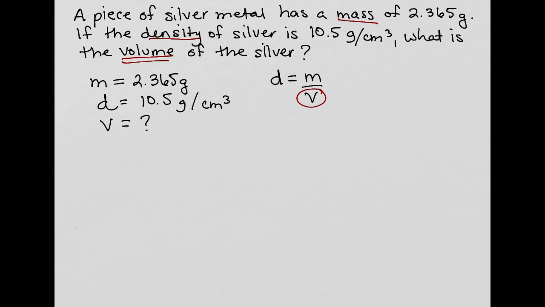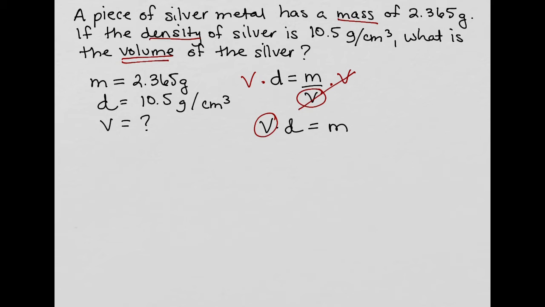So the first thing I want to do is get volume off the bottom of my fraction. And I can do this by multiplying each side of the equation by V. So that gets it off the bottom of that side of the equation, and puts it on the top of the other side. So now I have volume times density equals mass, but mass is not what I was looking for. I was looking for volume, right?